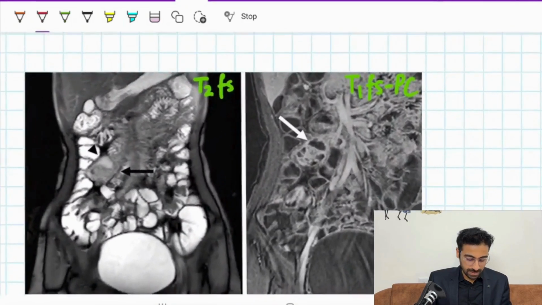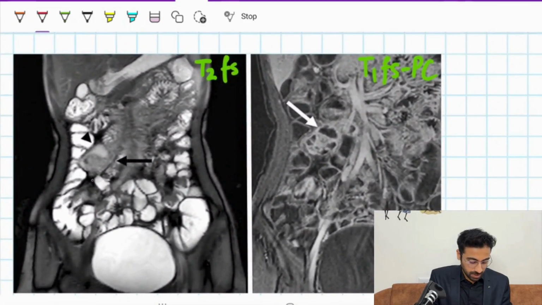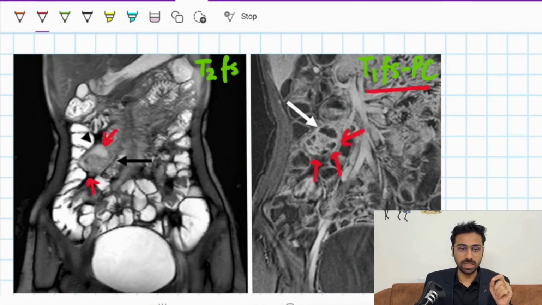This is a classic example. Now you can see here by the arrows that there is a lymph nodal mass, meaning these are conglomerated lymph nodes. On T1 fat sat post contrast, you can see that each of the lymph nodes is showing peripheral rim enhancement with central non-enhancement, that is necrosis, as well as these are forming conglomerates. Whenever lymph nodes form conglomerates, think of tuberculosis.